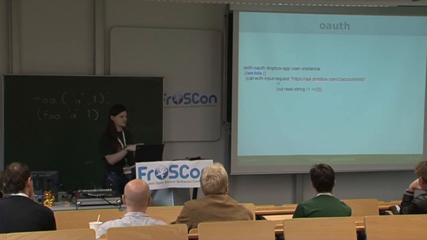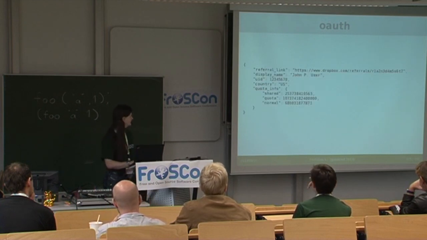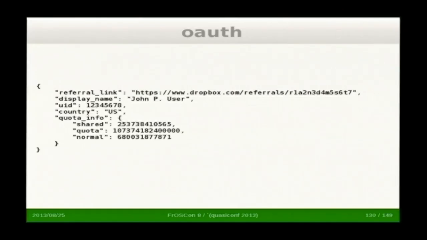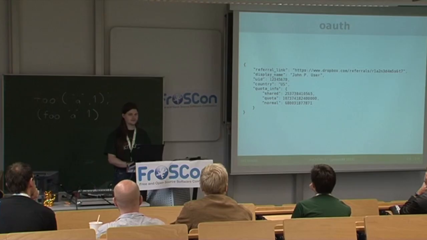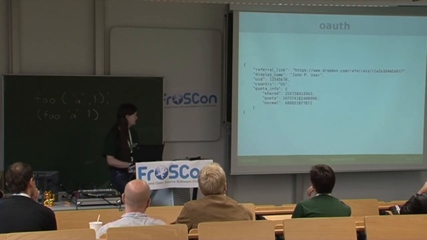So if you're doing a post and you want to send some data, you can write it there. And then it takes a reader, and here we just read the whole string, and there you go. It gives you this JSON back. And this is whatever structure that Dropbox say in their documentation you get for when you call the account info API. So that's the oauth part.